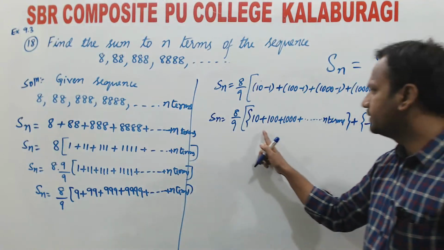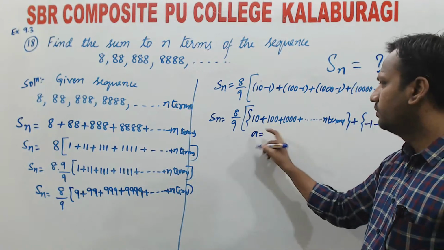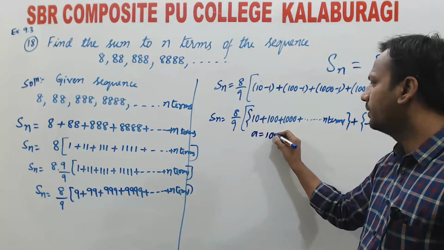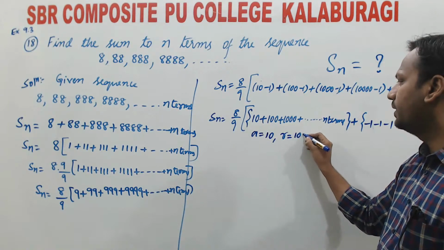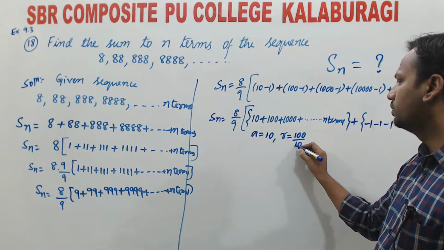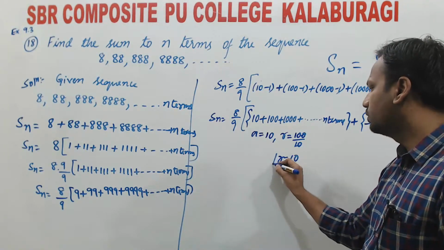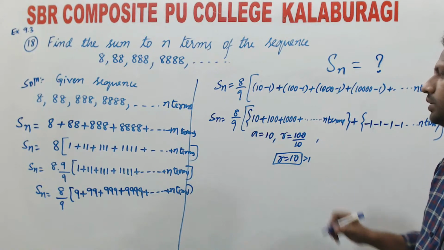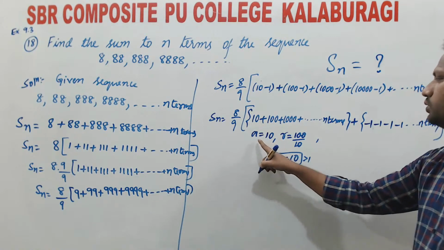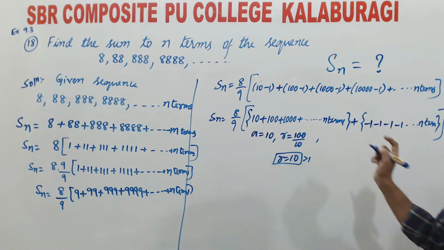Got it now? So since it is in GP series, what is the A value now? The first one, A value is 10. What is the common ratio? Second term divided by first term, 100 divided by 10. So R is equal to 10, which is greater than 1. So A we got now, R we got, so on up to n terms.